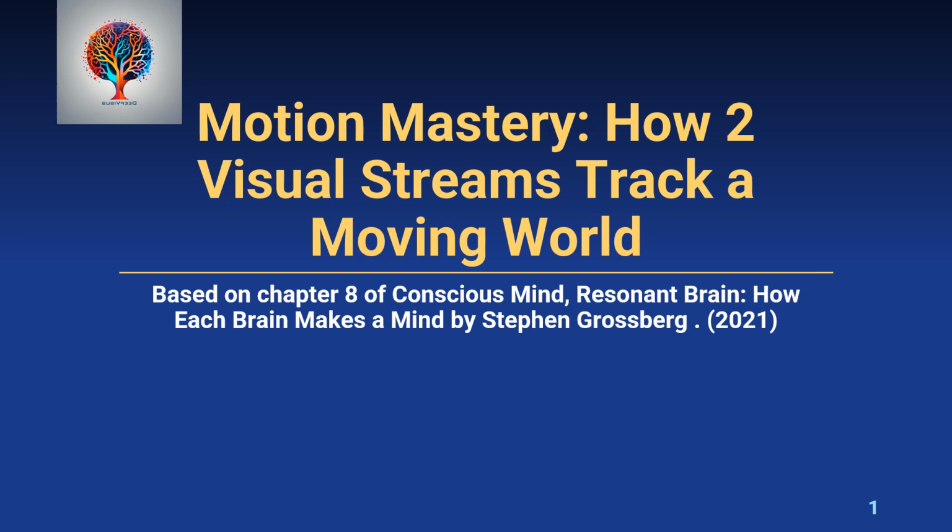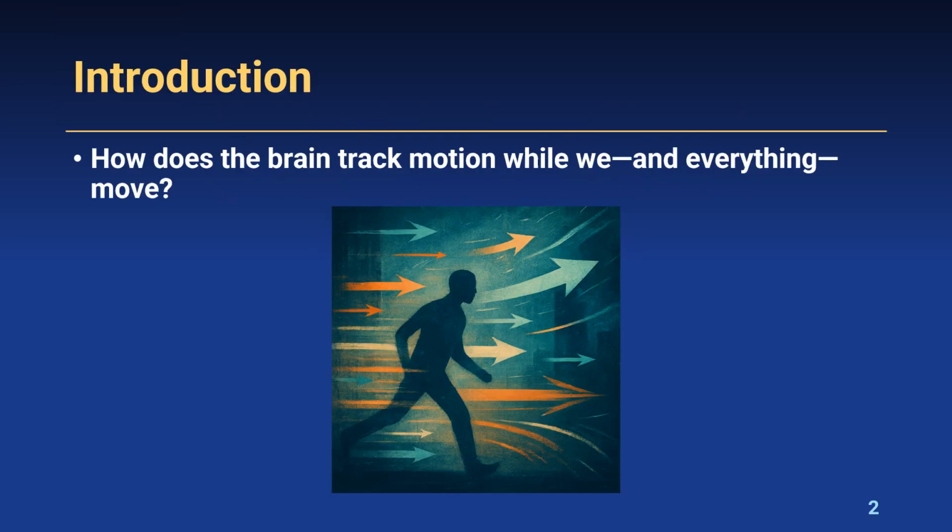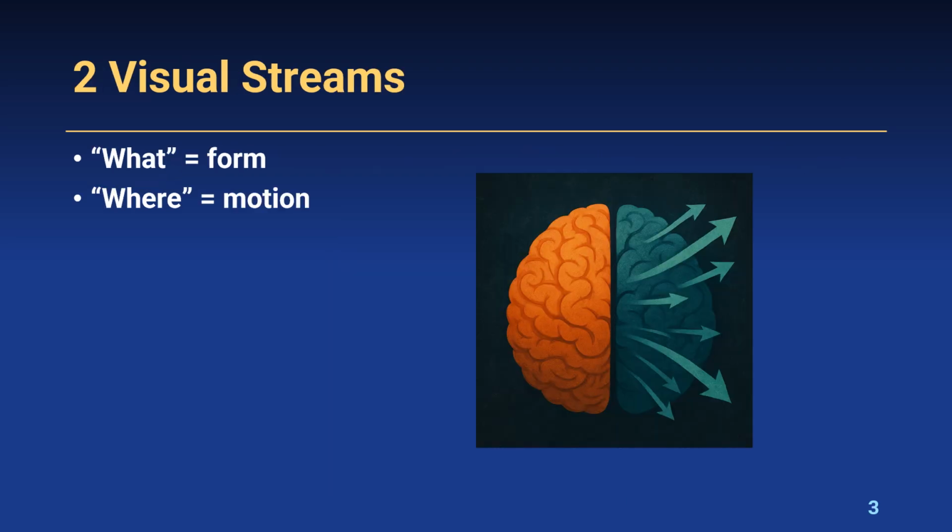Have you ever wondered how your brain knows which way something is moving, while your eyes and entire world are in constant motion too? Welcome back to DeepVisus, where vision meets depth. In this episode, we unpack Chapter 8 of Stephen Grossberg's Conscious Mind, Resonant Brain, and tackle our guiding question. How does the brain see and recognize object motion without losing track of where we are or what everything else is doing? Let's start with a crucial design choice of evolution: parallel visual streams.